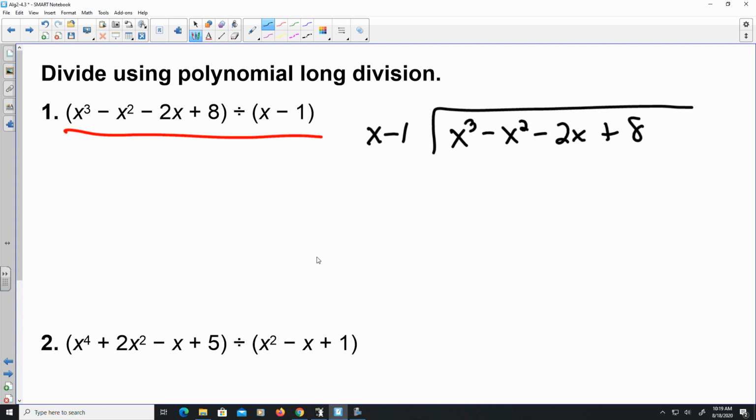Since it's a binomial, I'm going to start with the second term, which is right here. So now, what value am I going to place there? Times x is going to give me x to the third. My answer is x squared. X squared times x is x to the third. X squared times negative 1 is negative x squared. Change the signs. This becomes minus, this becomes plus. This should cancel, which it does. And in this case here, this one cancels as well. So now I'm left with, what, negative 2? So I'm just going to write this as 0x squared.